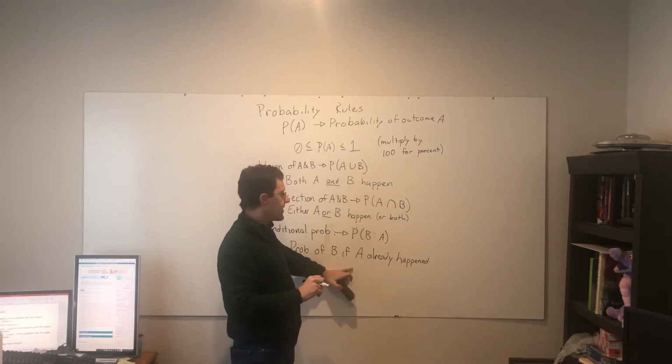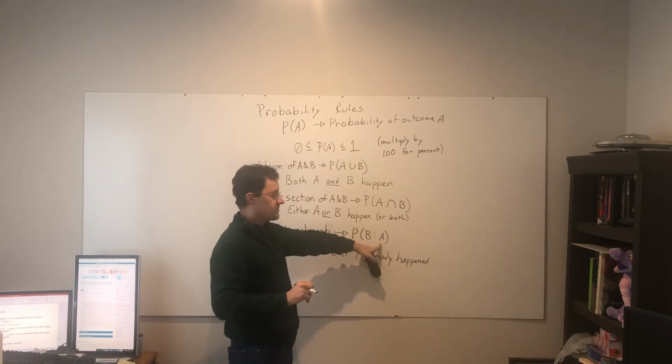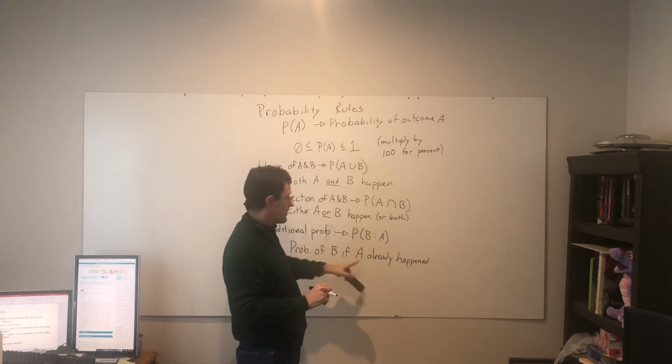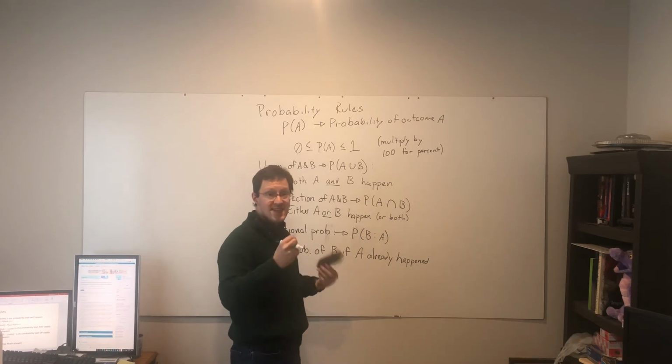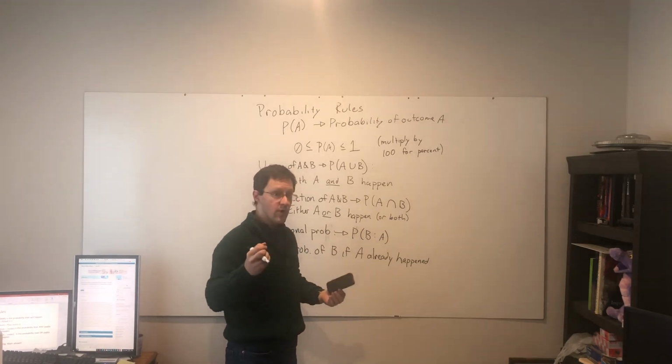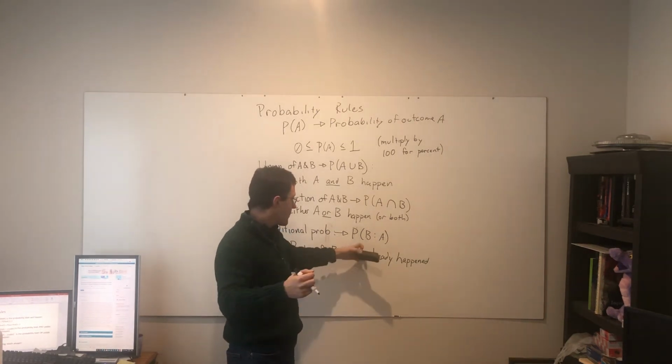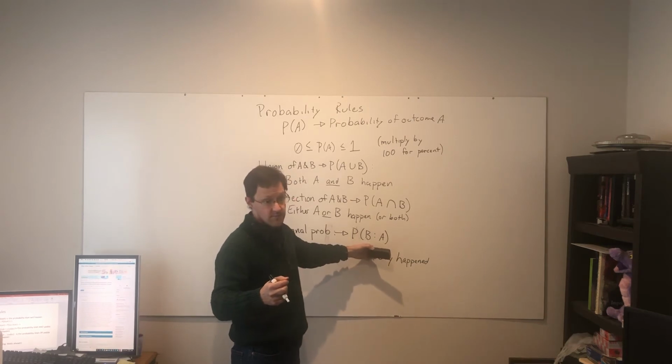If we know the outcome of one of these, I put it so that there's A, and then we want to know, given that A already happened, given that we already have that outcome, what is the probability of B?